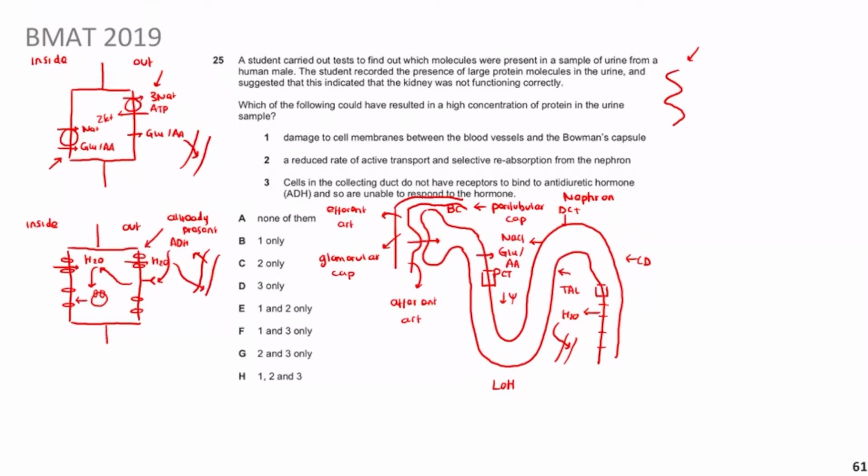And then obviously out from here, that's basically the basis of the formation of your urine, right? So that's basically all the information, if not more, guys, that you need for this question. But let's go through this. It says damage to cell membranes between the blood vessels and Bowman's capsule. So can this cause a high protein urine?